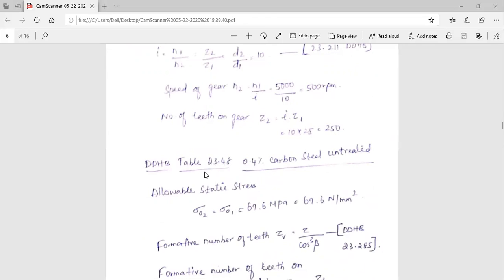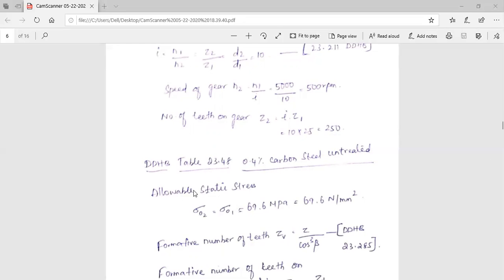So refer to the data, because we need sigma, the allowable static stress. We have to find it from the table. Refer to the data handbook, table 23.48, 0.4 percent carbon steel, untreated. The material is given, so for the allowable static stress sigma, both are the same material.